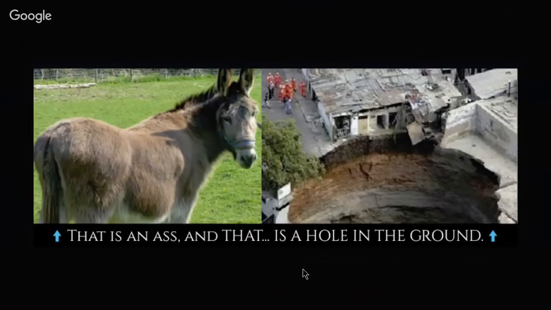We've moved on to the wildlife and geology section, where we'd like to inform our viewers of the distinction between their ass, seen in the left pane, and a hole in the ground, noted at this gateway to hell in the right pane.